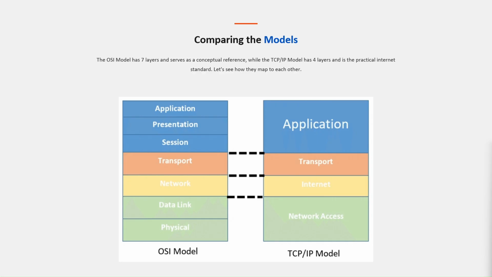The OSI network layer becomes the internet layer in the TCP/IP model, which is primarily concerned with IP addressing and routing. And finally, the OSI's data link and physical layers are combined into the network access layer in the TCP/IP model. This layer handles all the physical details of getting the data onto the wire and over the air.